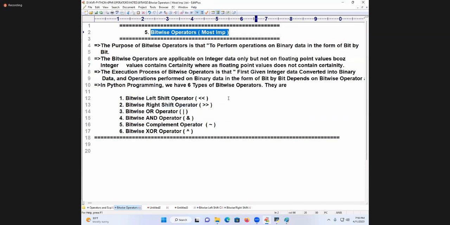Bitwise left shift, bitwise right shift, bitwise OR operator, bitwise AND operator, bitwise complement operator, bitwise XOR operator. Don't run the class like a passenger train. Speak out once again. Spell out. Bitwise left shift operator, bitwise right shift operator, bitwise OR operator, bitwise AND, bitwise complement, bitwise XOR.